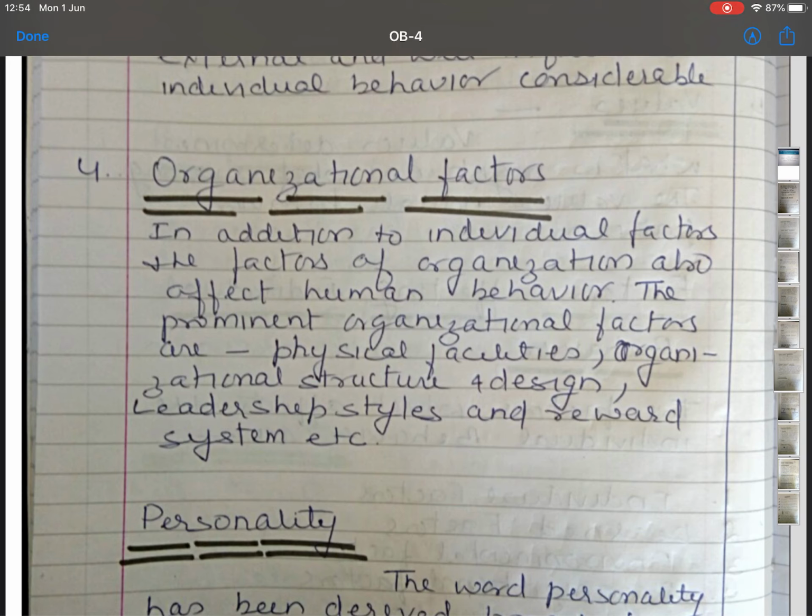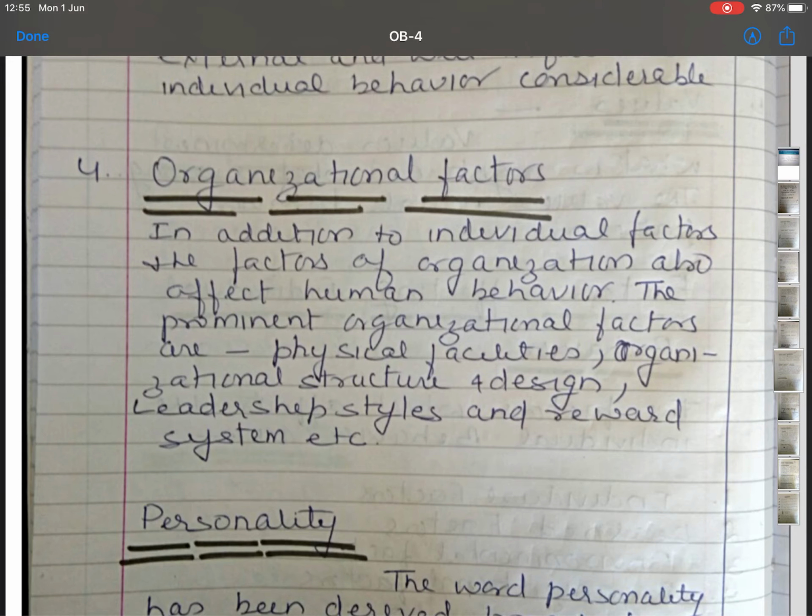Then comes quality of leadership. If the quality of leadership is very good, or the leadership style is autocratic or democratic, then definitely individual behavior differs as the leadership styles are different. If there is an autocratic leadership style in the organization, this is going to affect individual behavior. Then individual behavior will be different than if the organization has a democratic leadership style.